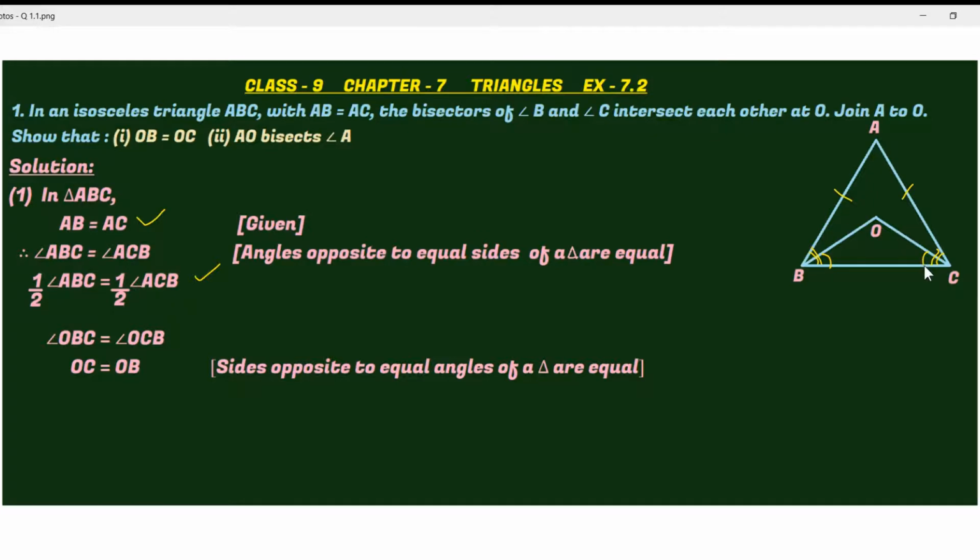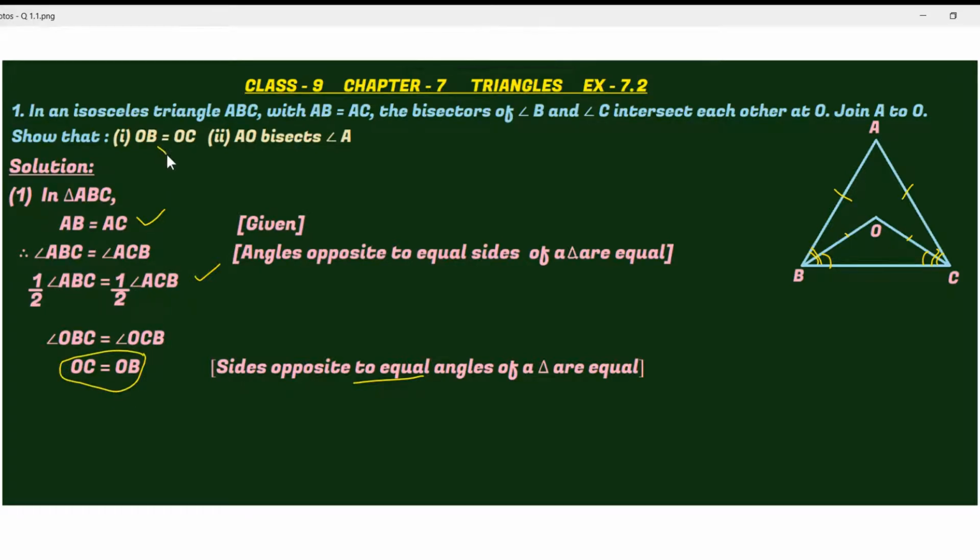Now we have proved. You can see when these two angles are equal to each other, then if these two sides are equal to each other, this angle also would be equal to each other in an isosceles triangle. So we can write sides opposite to equal angles of a triangle are equal to each other. So by using this property, I have written here OB is equal to OC.